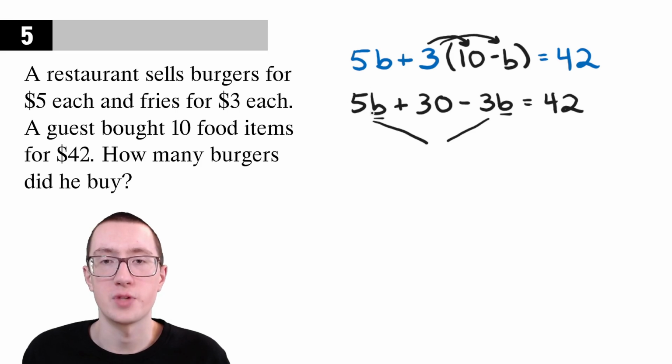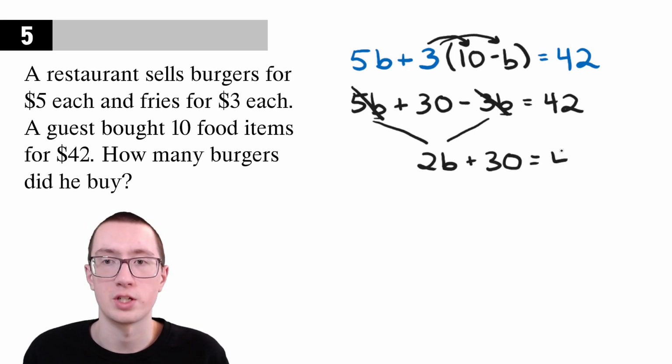So we have 5b's, and then here we're subtracting 3 of them. So 5 minus 3, we only have 2 left. So that's going to be 2b. So these two parts are combining into 2b. So we have 2b plus 30, and then that's equal to 42. And now the letter b only appears once, so we can solve for it by getting it by itself.